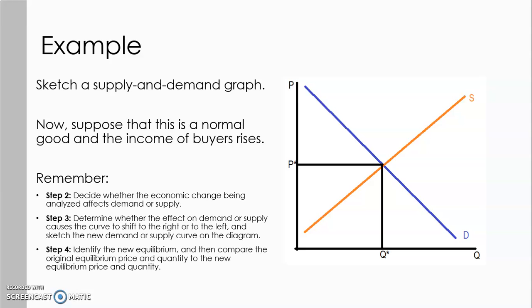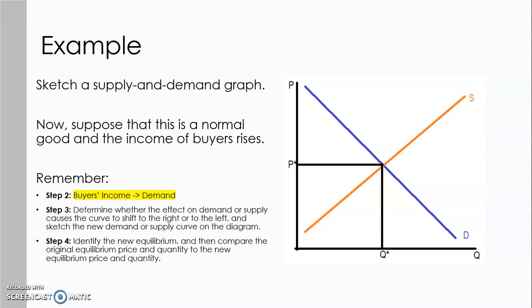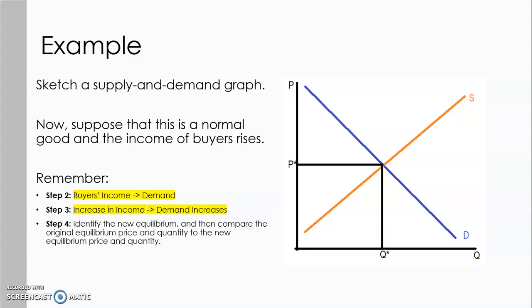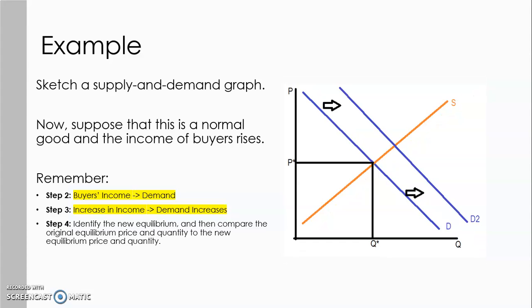Step 2. Determine whether the economic change being analyzed affects demand or supply. Well, let's see. This is buyer's income, so it should be demand. Okay. Then, we're going to determine whether the effect on demand in this case causes the curve to shift to the right or to the left and sketch the new demand curve on the diagram. It's a normal good, so if income goes up, we're going to see demand increase. And now, we're going to sketch that new demand curve in.